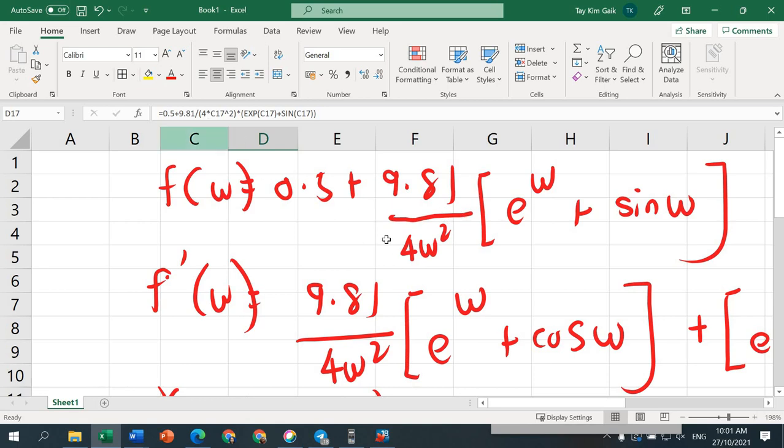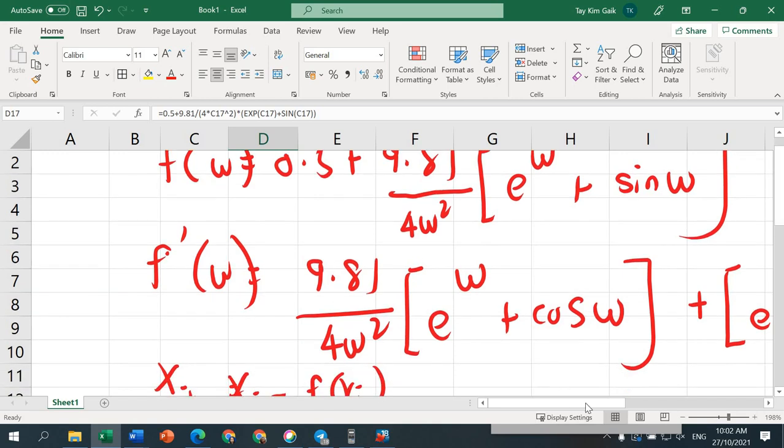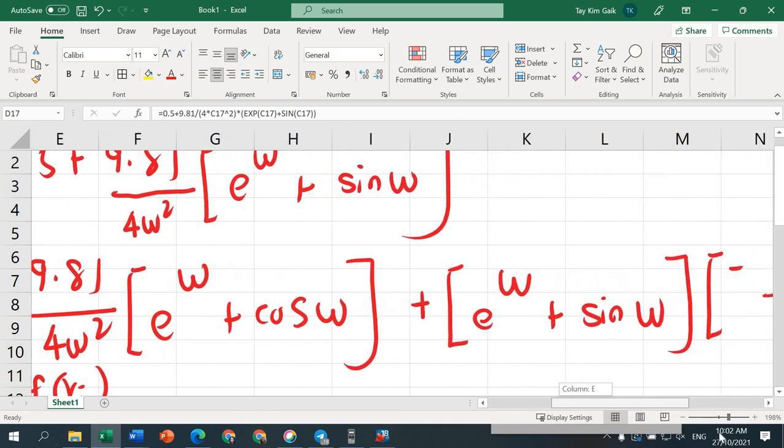So divide in Excel is /. The denominator here has 2 terms, so make sure you open and close bracket, 4 times W. Click the location of the W, power, this is the symbol of power, power 2, close the bracket. Multiply and then open bracket, exponent is exp w, click the location of w, close your bracket for the exponent, and then plus sin, open bracket, click the location of w, close the bracket, one more bracket. This is fw, and f prime w that we obtained just now using the product rule.